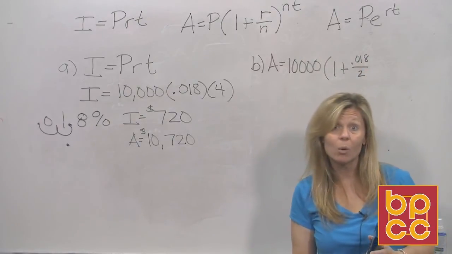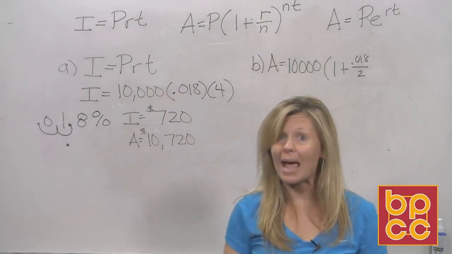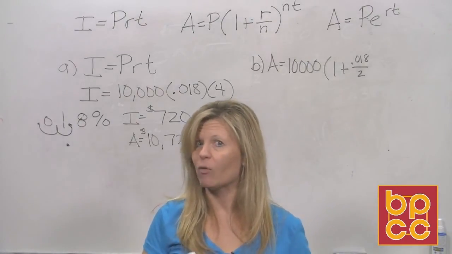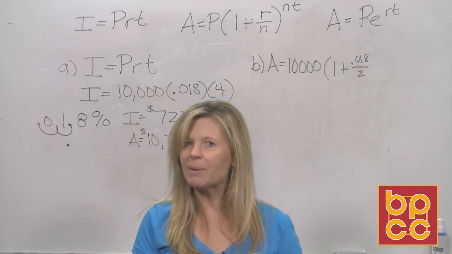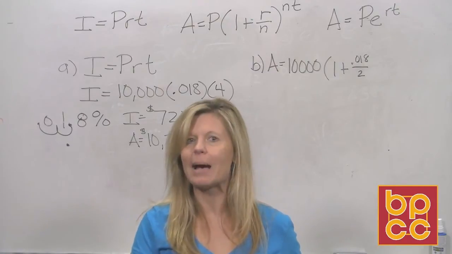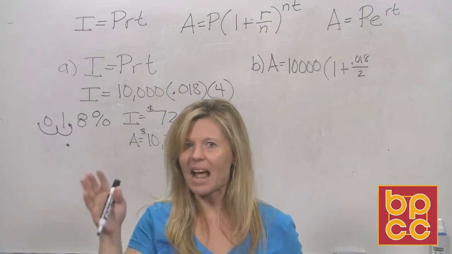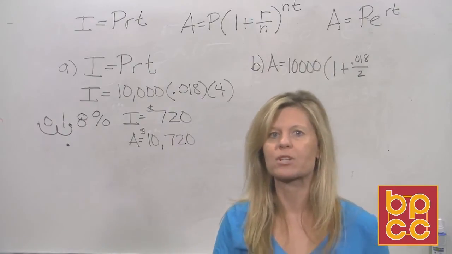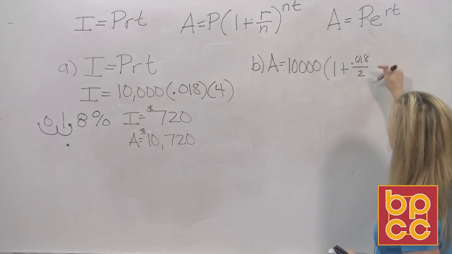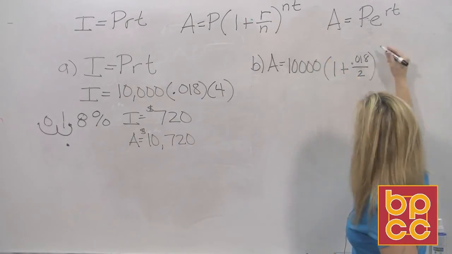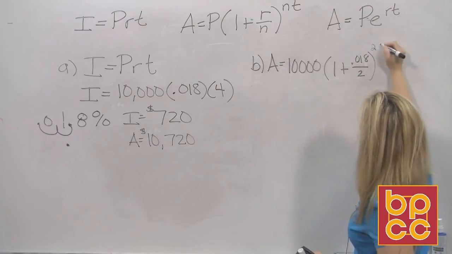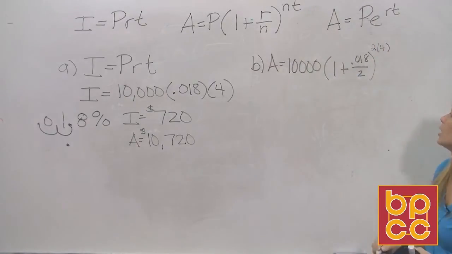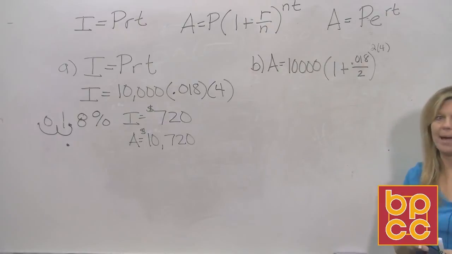Just so y'all know, when the bank says they're giving you an APR, an annual interest rate of 1.8%, that means at the end of the year you will make that much interest. That doesn't mean every time they give you interest you're getting 1.8%. That's why we're dividing it by 2. The n again is 2, and our time was 4 years. So A is going to represent our new amount.